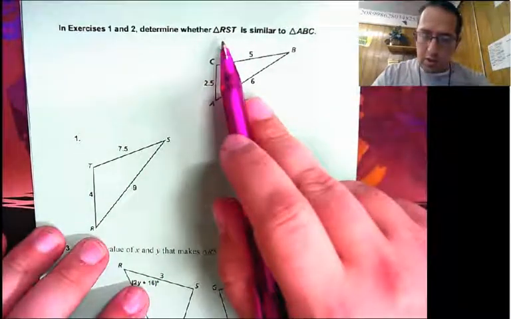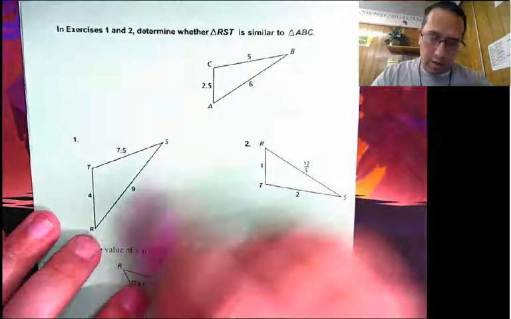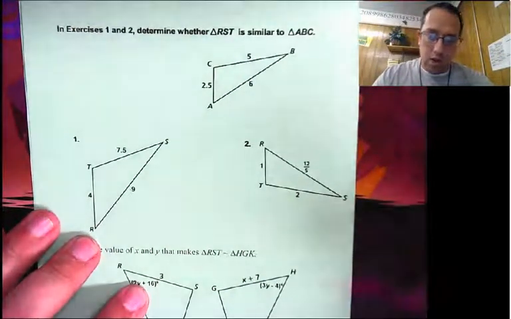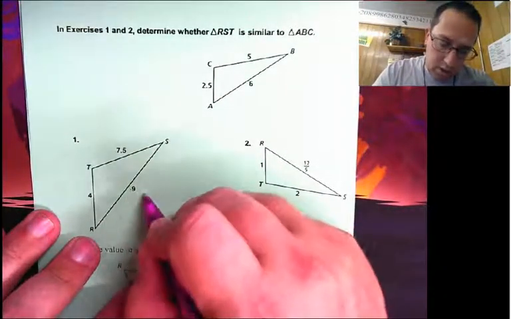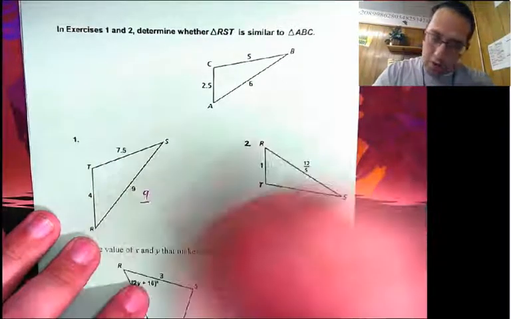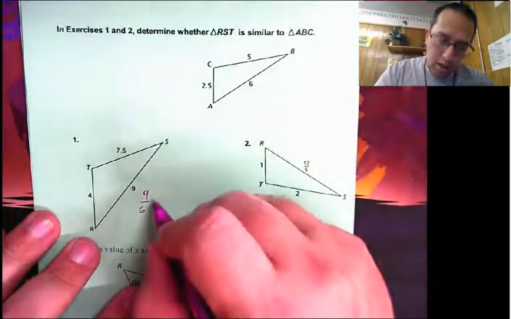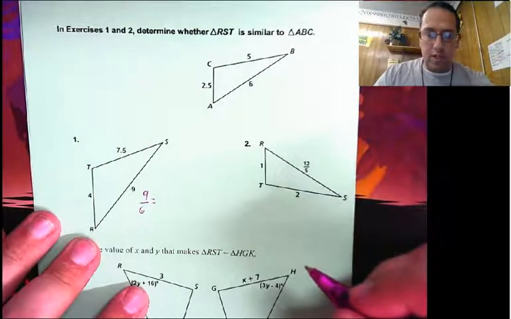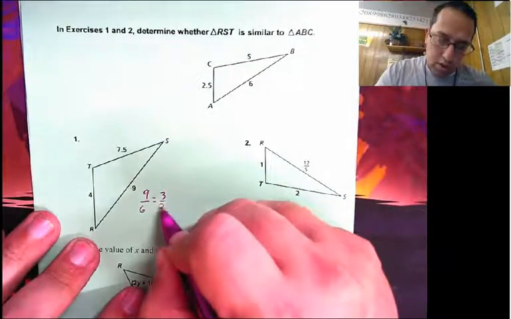So first, we look at our similarity here, and RS goes with AB. So that would be RS and AB. It doesn't tell us which one is old, which one's new. Doesn't matter. We'll just put RS on top and AB on the bottom. So RS is 9 over AB, which is 6. And we're going to simplify this down. 9 over 6 would be 3 over 2. So this is 3 halves.